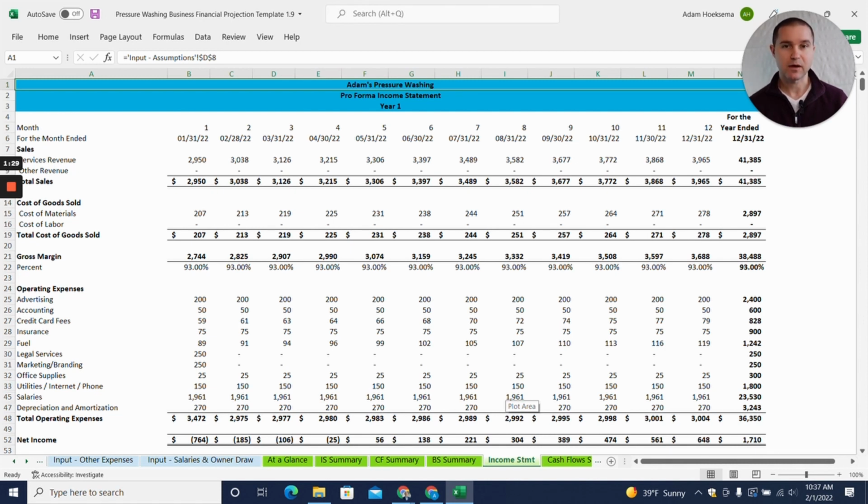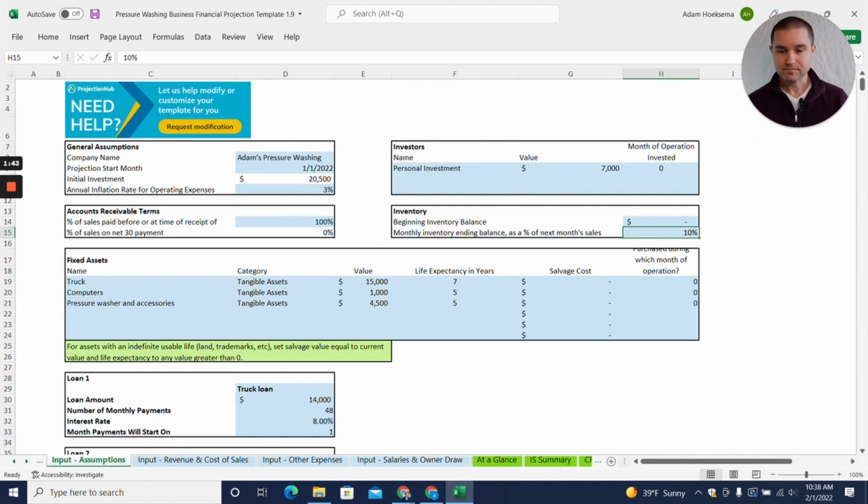And so this is going to be really helpful for you if you're trying to get a loan from a bank, and they may ask for annual and monthly projections. So this is kind of the end point. But in order to get there, we have to do a little bit of input work. So I'm going to show you here.